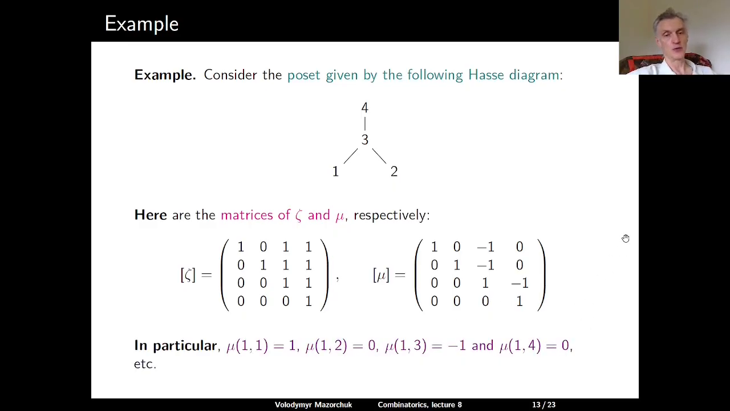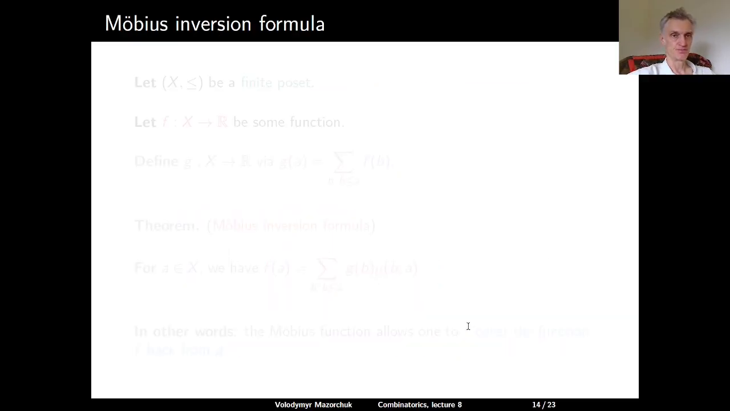So in particular, mu of 1, 1 is 1, mu of 1, 2 is 0, because 1 is not less than or equal to 2. Mu of 1, 3 is minus 1, it's minus this number. And mu of 1, 4 is 0. It's minus 1 plus minus 1. So the Möbius function is fairly easy to compute if you do this recursive procedure.